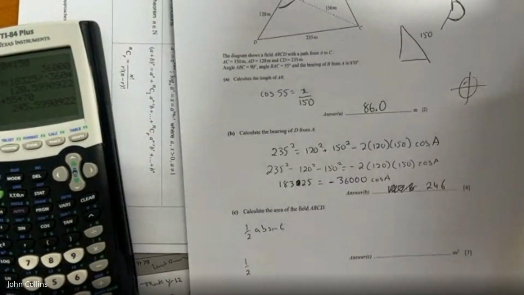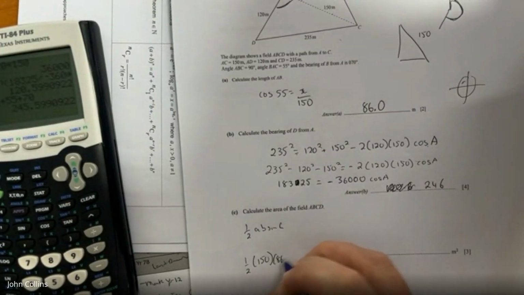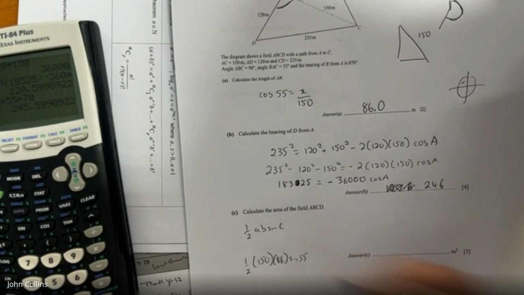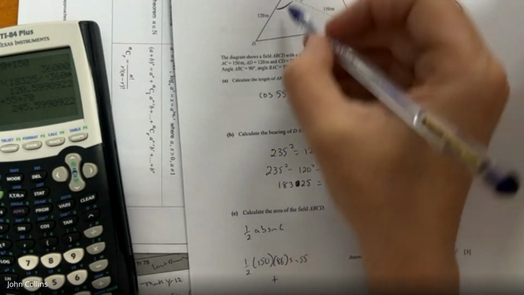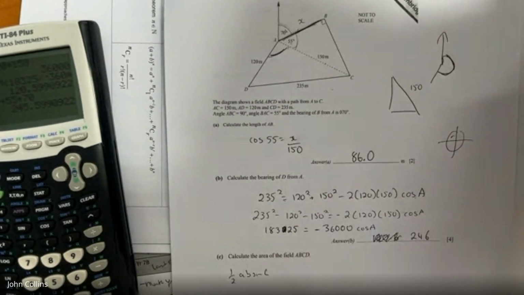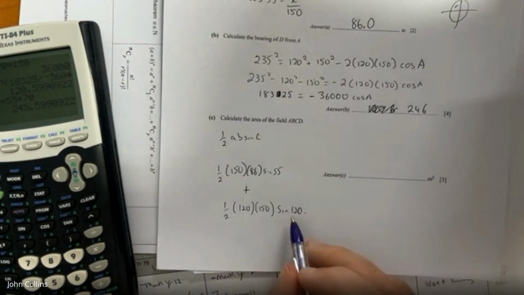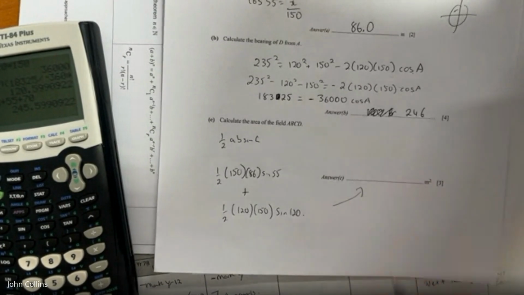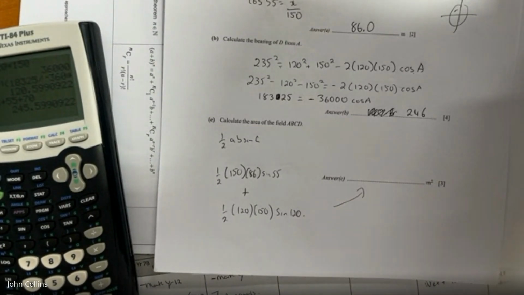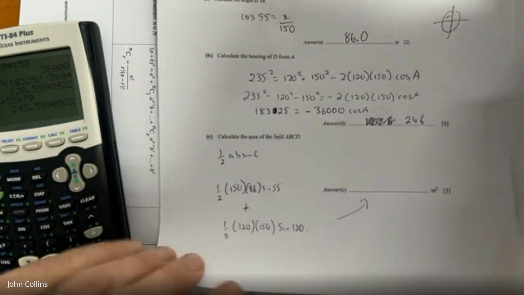Half 150, X we found out was 86, and sine 55. Plus this one is going to be this angle, which is 120. 120, 150, sine 120. I found 120 here. So these two added together will give you this area. I won't do it because it will take me a few minutes and we're almost done. I'll do the last question instead.